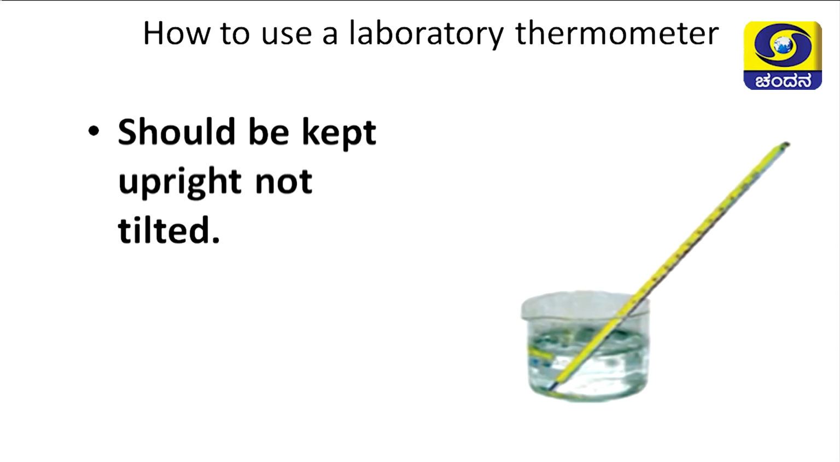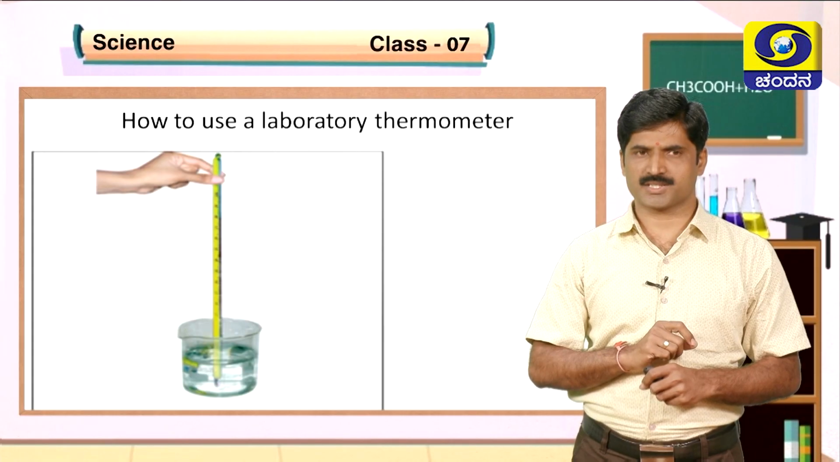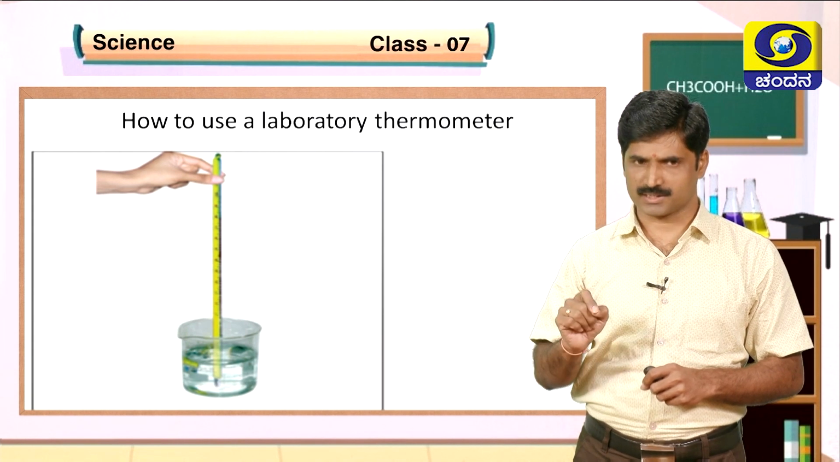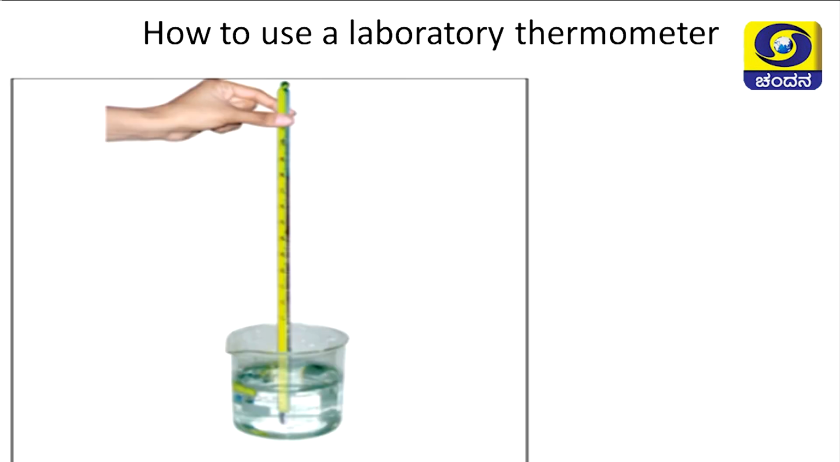The thermometer should be kept upright, not tilted. In this picture, you can see the thermometer is not upright, it is tilted, and also it is touching the surface. So, it is also a wrong method. In this picture, you can see the thermometer is upright and not touching the surface, and it is dipped into the material. This is the right method to use a laboratory thermometer.